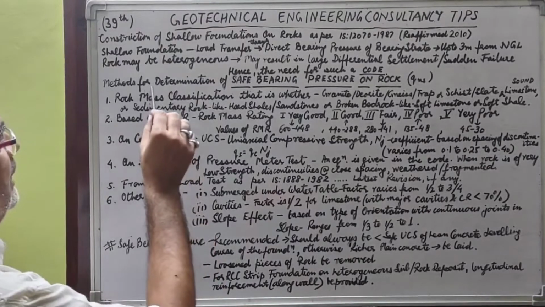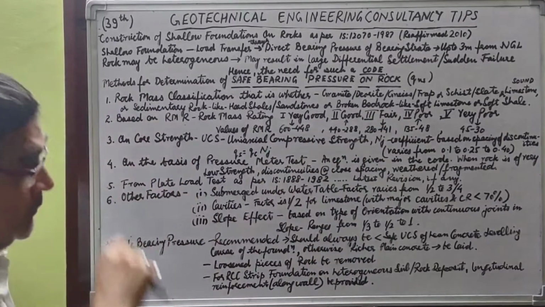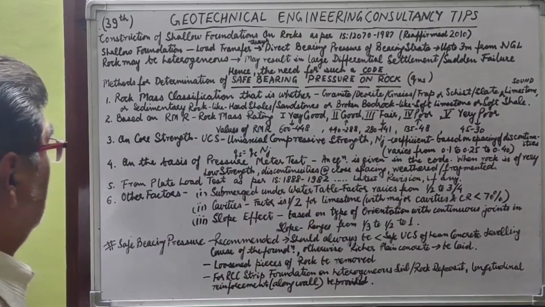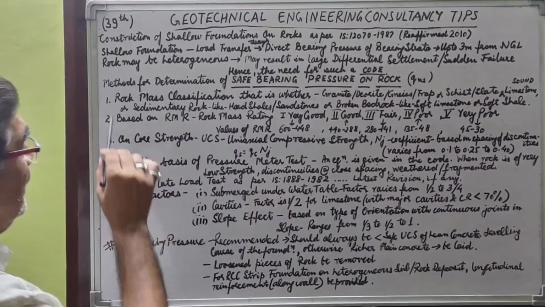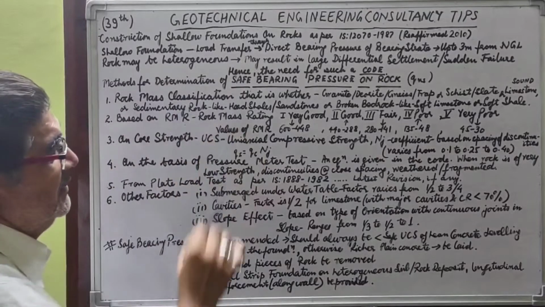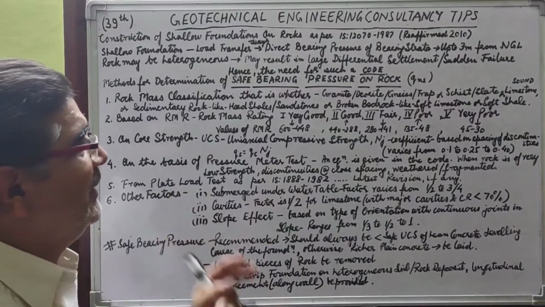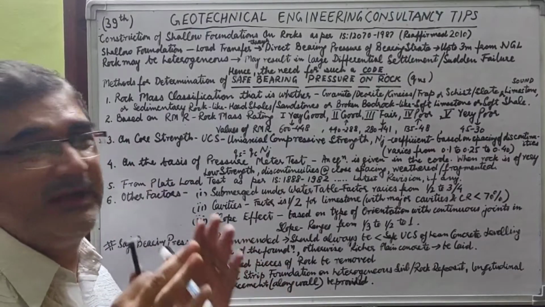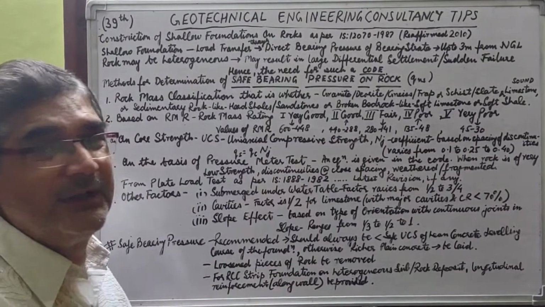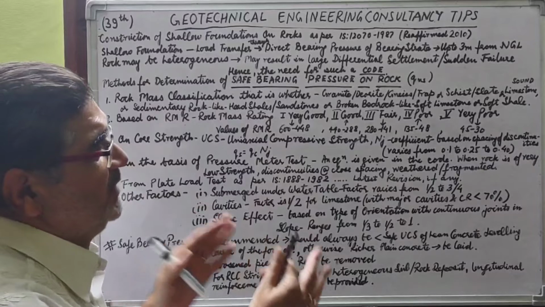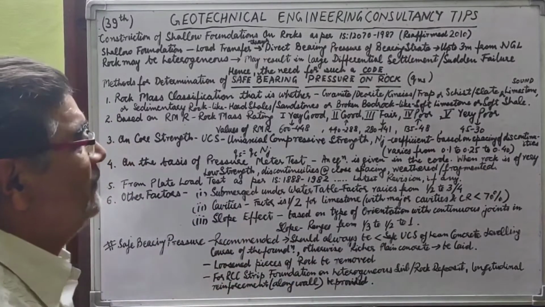Now, the methods for determination of safe bearing pressure on rock, which have been specified in this very code, are 6 in number. Number 1 is rock mass classification, in which we identify the kind of rock being encountered at the site at the proposed founding level for any respective structure and in the influence zone beneath it.